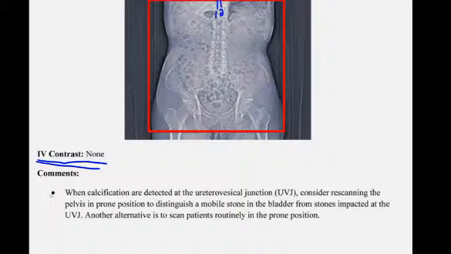So, when calcifications are detected at the ureterovesical junction, or the UVJ, consider rescanning the patient in a prone position to distinguish a mobile stone in the bladder from stones impacted at the UVJ. Another alternative is to scan patients routinely in the prone position. Typically, we don't do the prone position very often, and so this first point about flipping the patient over and scanning in the prone position would be a very interesting idea.